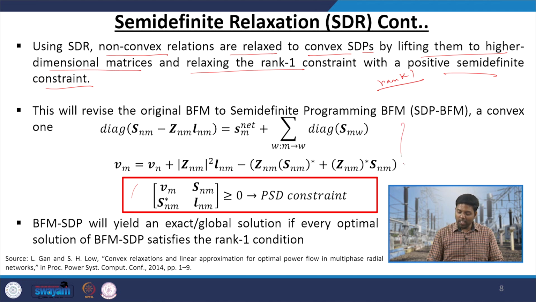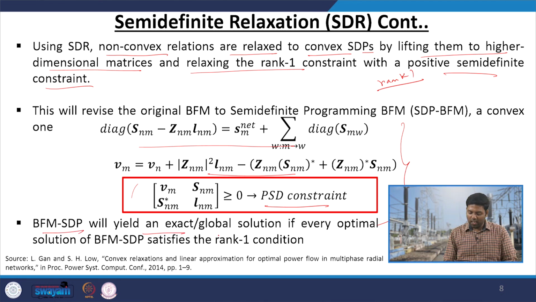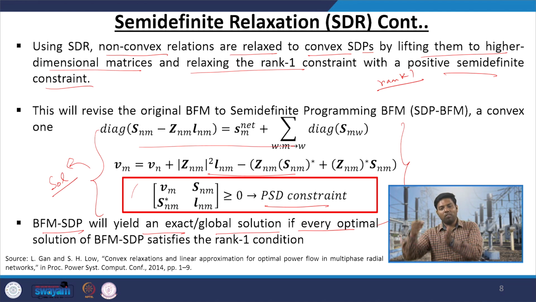Okay? So, the revised problem will have your power balance, which is obviously there, your voltage equation, and other than the rank 1 constraint, you have only the positive semi-definite constraint. Okay. So, this BFM SDP will yield an exact global solution. So, you will solve this problem and you will get a solution out of it, right. When will we say this solution is good or exact? When it also satisfies your initial condition, that means the one from where you have derived it.